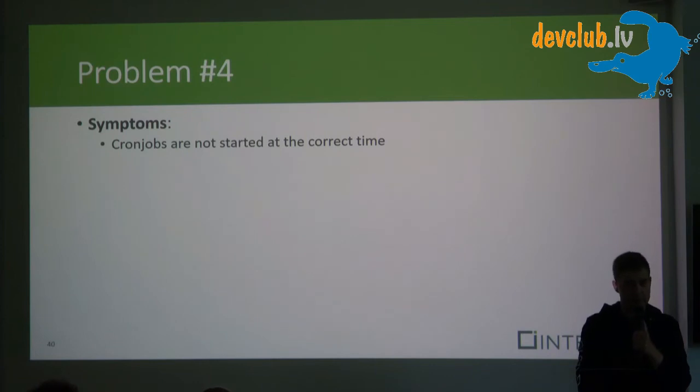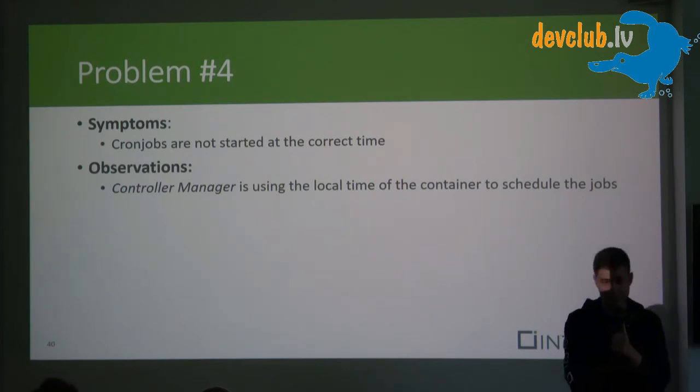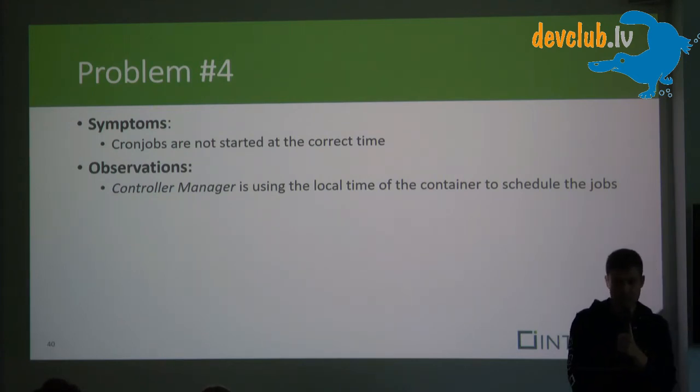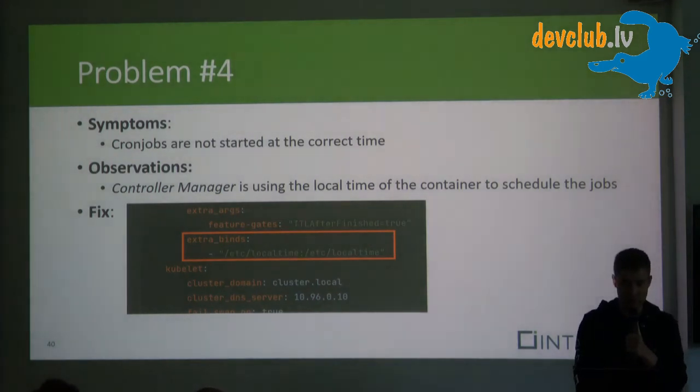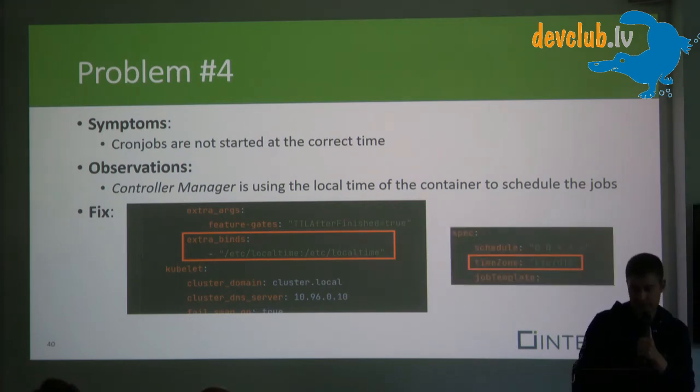Also, we saw that some of our cron jobs were not being started at the correct time. The issue was that the controller manager, which is responsible for starting the jobs, was using its local time from the container to schedule the jobs. The fix was easy: just propagate the time from the node to the container. And in recent versions of Kubernetes, there is a possibility to set the time zone for the cron job directly in the manifest.